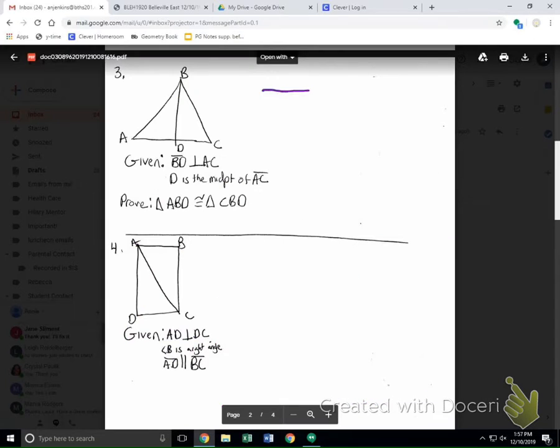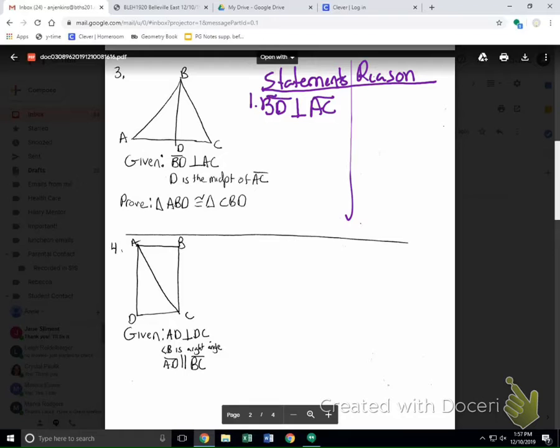So on question number 3, we're going to do statements and reasons. Brendan, what did you have? BD is perpendicular to AC. And how did you know that? Because it's given. Okay, what's my second one? D is the midpoint of AC. How did you know that? Because it's given.